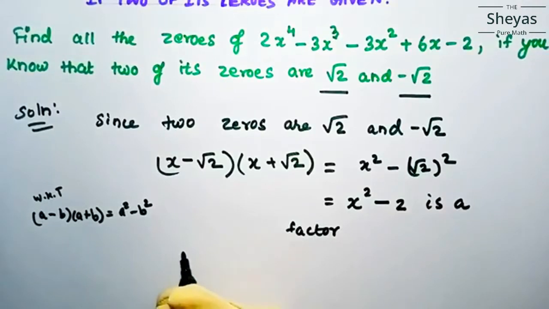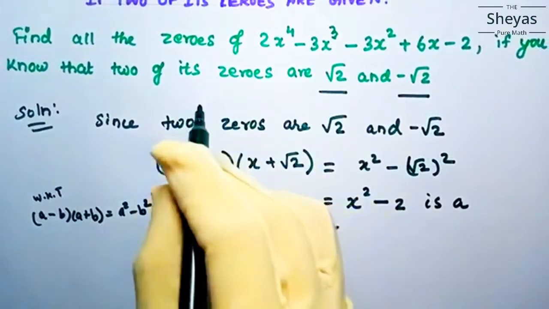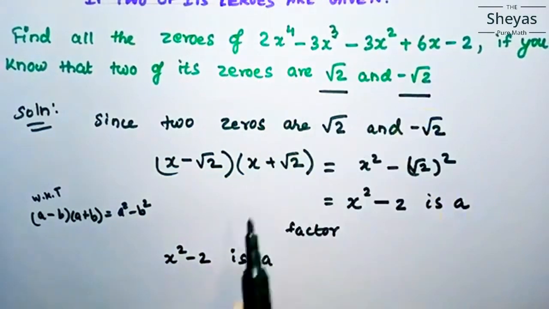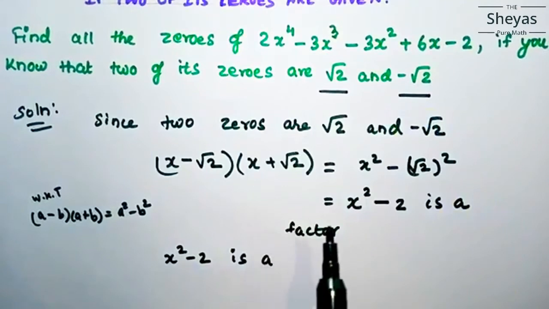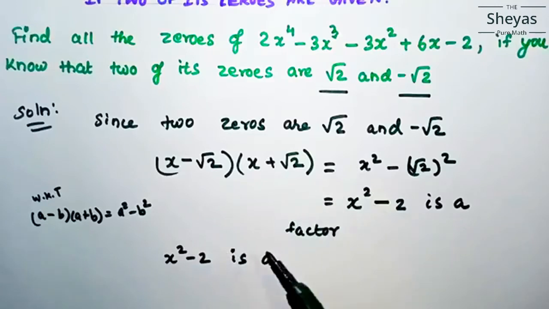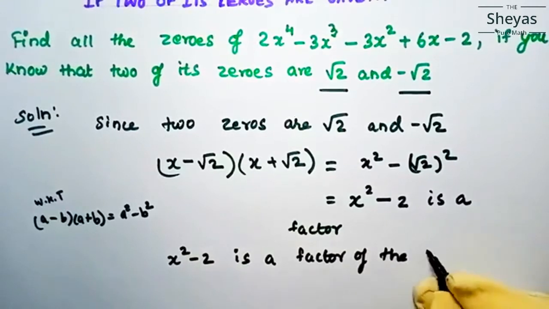So how can you conclude? This x square minus 2 is a factor of the polynomial. How will you conclude? In the question they have given that root 2 and minus root 2 are zeros of the given polynomial. These are the roots of the given polynomial. These are the zeros of the given polynomial. Therefore, we can conclude that x square minus 2 is a factor of the given polynomial.